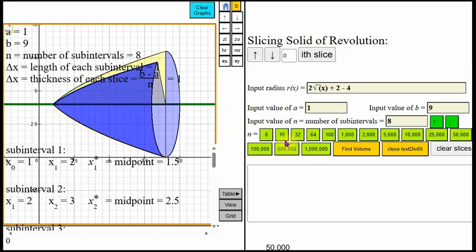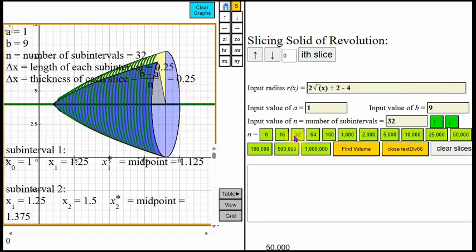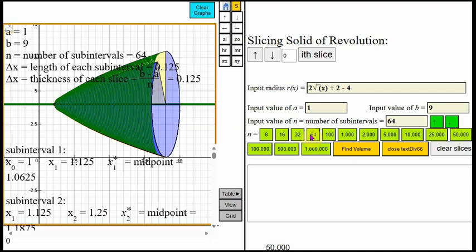If we divide the solid into 16 slices, then the thickness, or delta x, will be 0.5. Here I'm dividing it into 32 slices, and so delta x, or the thickness of each slice, will be 0.25. And then here I'm dividing the solid into 64 slices, and so delta x will be 0.125.